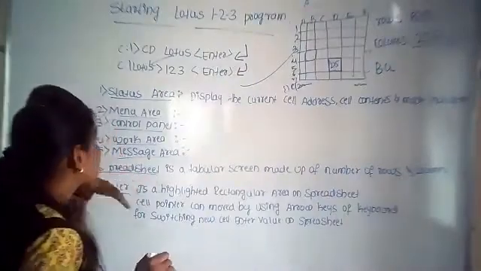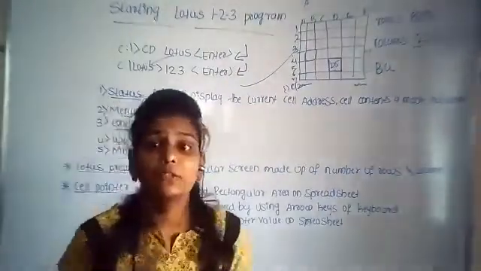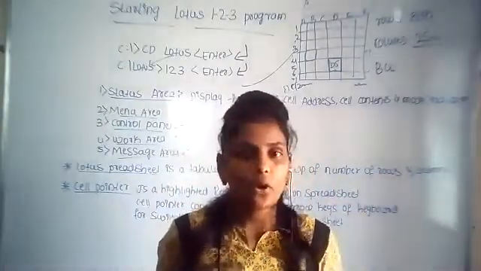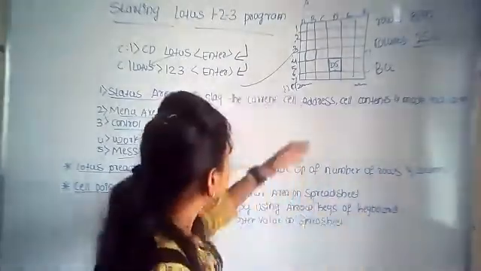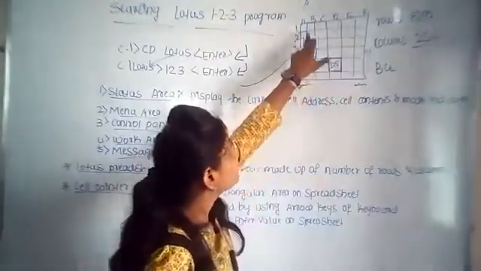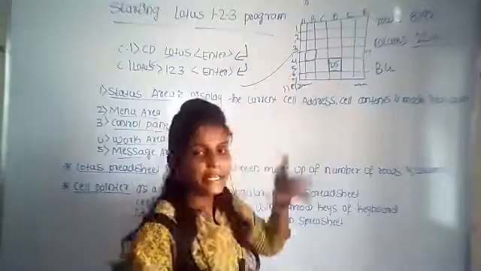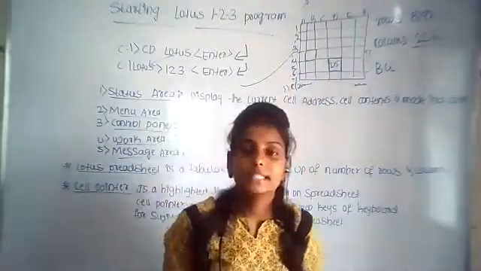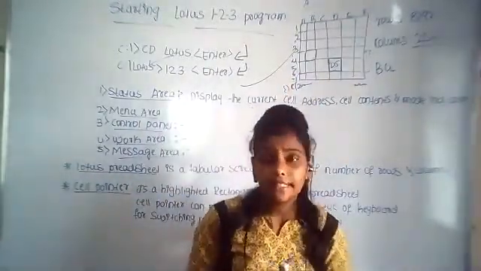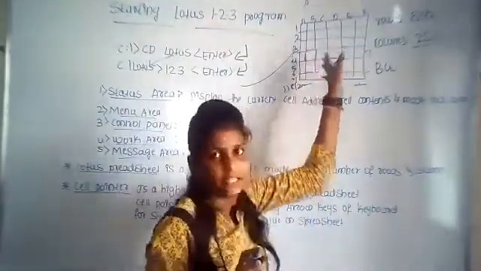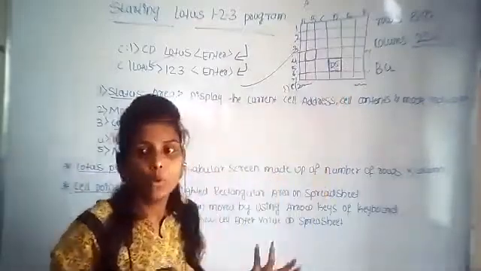Okay, then working area. Working area means what? You are working in a particular area, that area is called a working area. So this whole spreadsheet is called a working area. Why? Because you are entering the data, you are managing the data in a systematic order, you are calculating the data. So totally you are working in the spreadsheet. That spreadsheet area is called a working area.